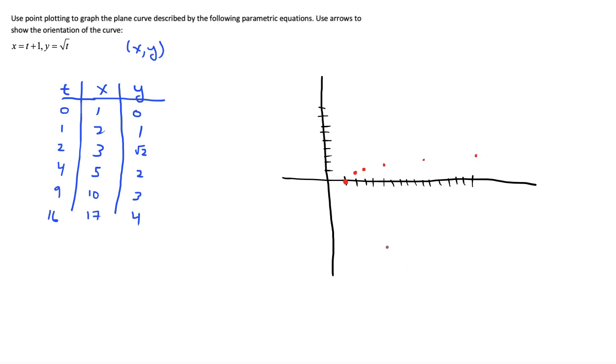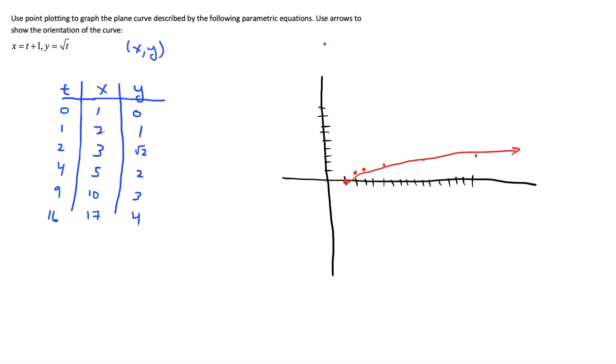So, what is this the graph of? Well, it's going to be a little bit curved. It's not exactly straight. It's actually half of a sideways parabola. So there is our graph.